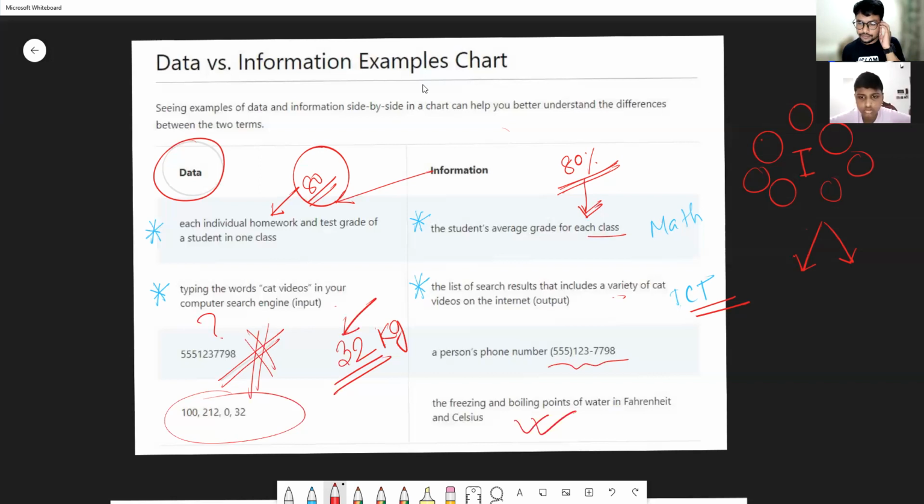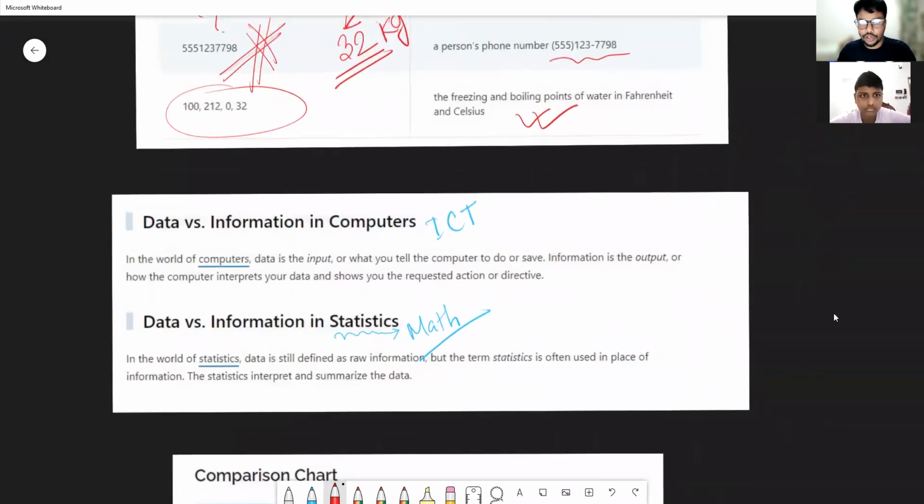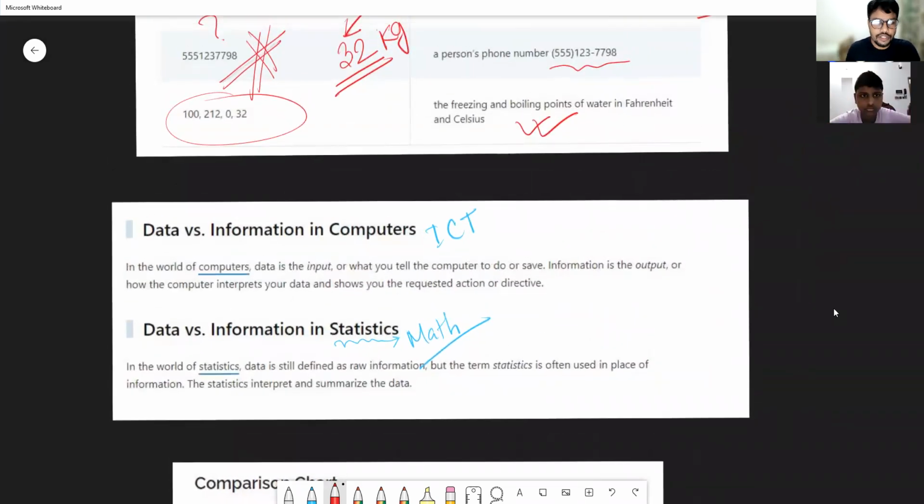Clear? Yes. Okay, now sometimes you have to write in the exam hall the difference between data and information, or what you mean by data or information. So let's review another point. In computer science or ICT, we have to write the same definitions of data and information.